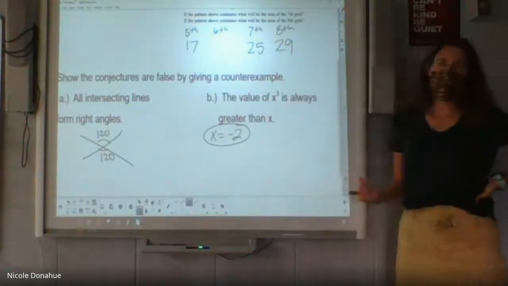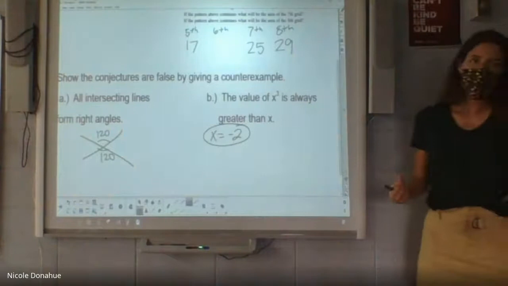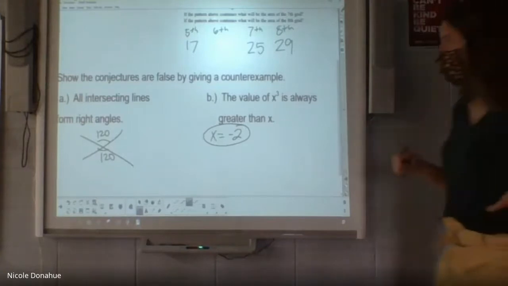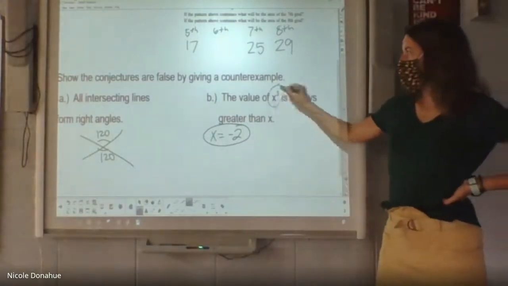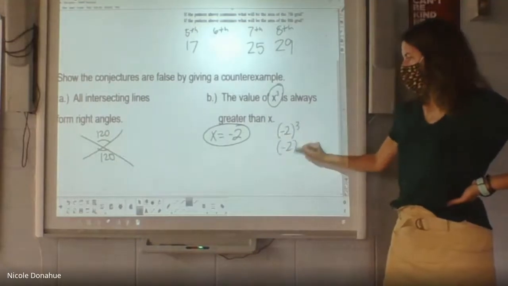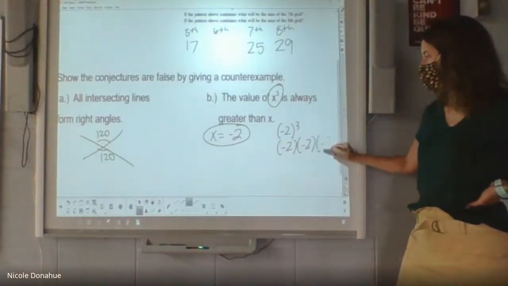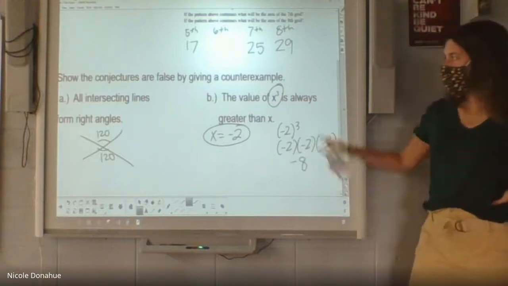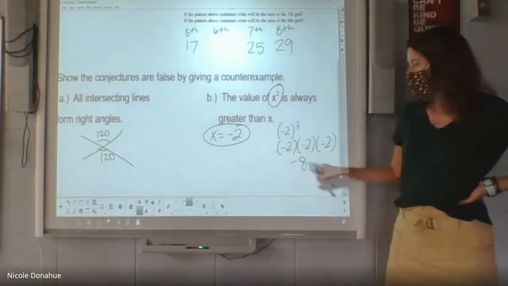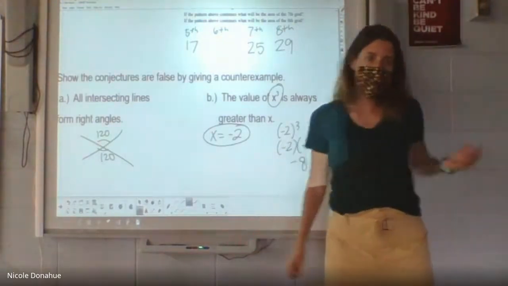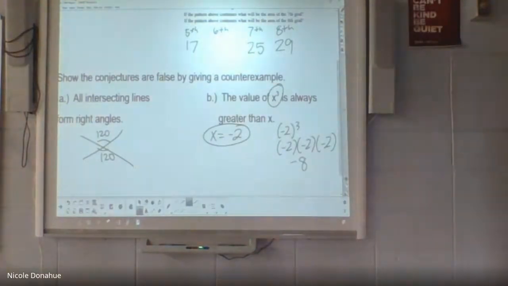Yeah, so Luke used -2 as an example. So I think any negative number, almost any, not -1, would work. But x to the third would be -2 to the third, which is, like he said, -2 multiplied 3 times, which would be -8. But it's saying that this is always greater than that. -8 is not greater than -2. So using a negative number is a way to show that.